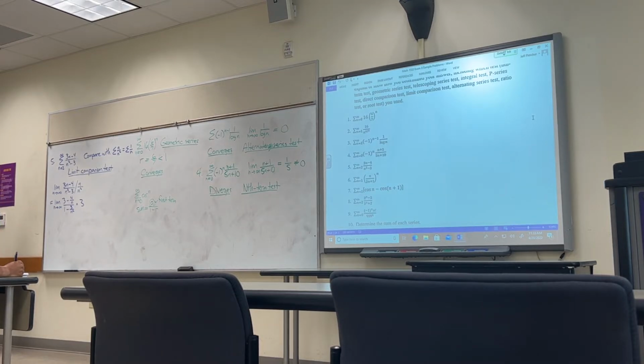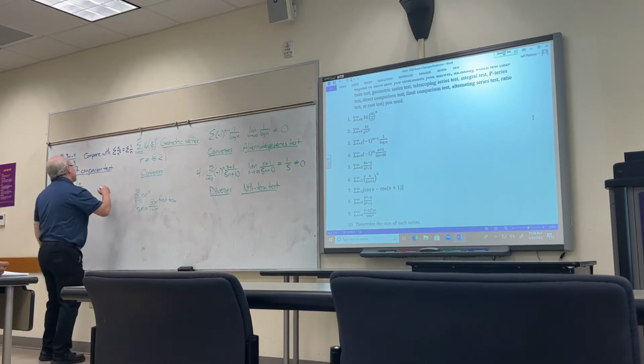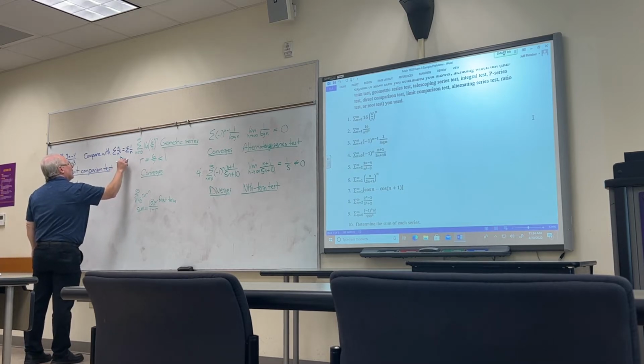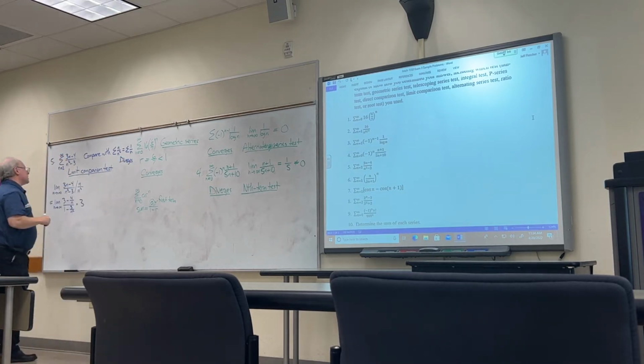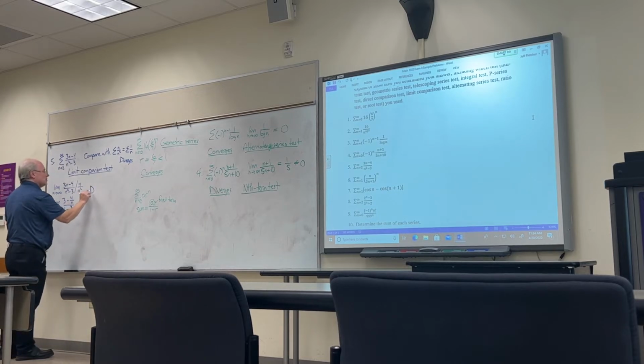Remember, in this case, if you get a finite and positive limit, what does that tell us? The two series either both converge or both diverge. So you need to see what this series does. Does this series converge or diverge? It diverges. So of course, what does that tell us about this series? It also diverges.